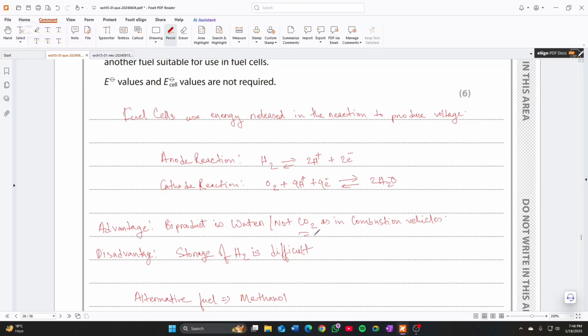The CO2 is a greenhouse gas. This is problematic to the environment, but water doesn't have any complications. And one disadvantage of a hydrogen fuel cell would be that the storage and also the liquefaction of H2 is costly, and also the storage of H2 is difficult. So that is one disadvantage.